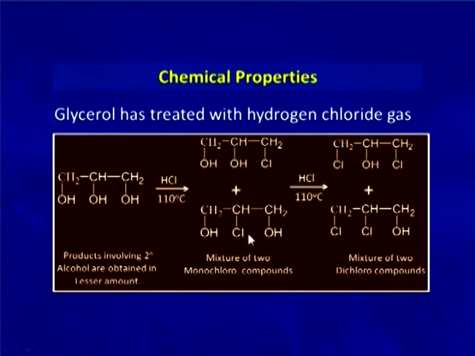but when the same mixture is heated with hydrogen chloride gas above 110 degrees centigrade, then we get dichloro derivative. Here the 2 primary hydroxy groups are replaced by the chlorine group, whereas here one is primary and the other is secondary hydroxy group. So, it has been found that the products involving secondary hydroxy groups like this one and this one, they are formed in a smaller amount compared to products involving primary hydroxy groups.